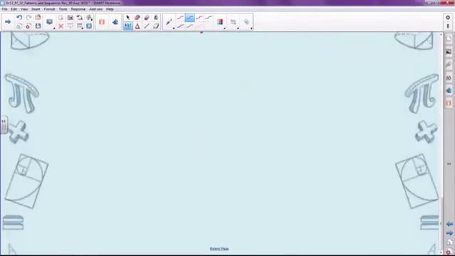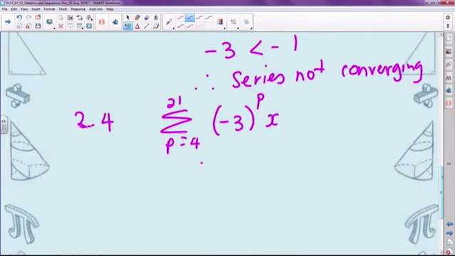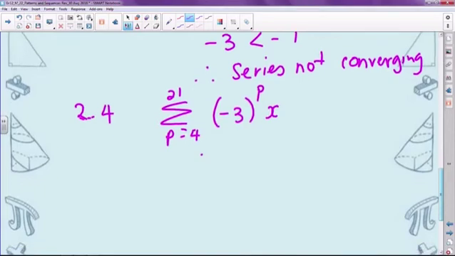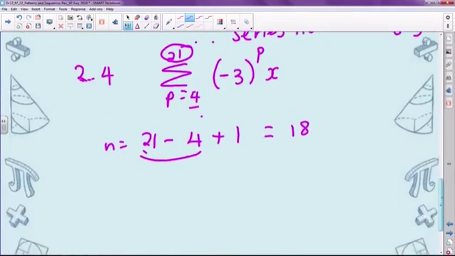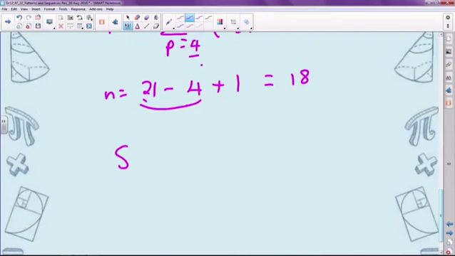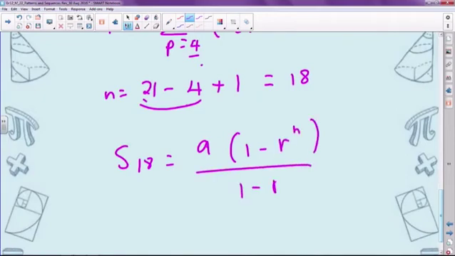Obviously it affects the whole series, but the only thing we are using in this formula is a. So first let's work out n, which tells us how many terms we're dealing with. We say the top number minus the bottom number where we're starting, and then we add 1. So 21 minus 4 is 17, and 17 plus 1 is 18. So we're working with 18 terms, and the formula we're going to use is the sum of 18 is equal to a into 1 minus r to the power of n, all over 1 minus r.